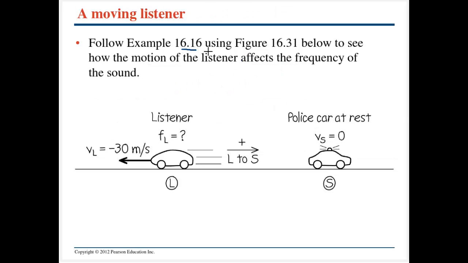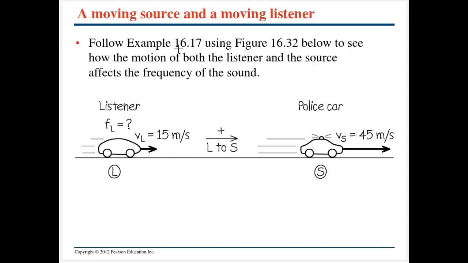Example 16.16 is much the same. We'll be looking at the same equation. We'll be setting the velocity of the source equal to 0, and now we have a moving listener. Velocity is going to be negative because, again, positive is going to be from the listener towards the source. So I highly recommend you take a look at that problem.